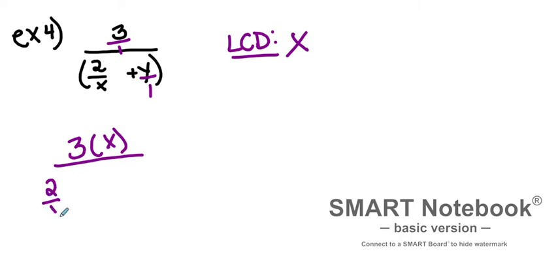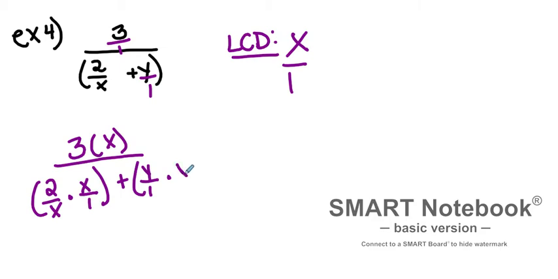So 2 over x times x over 1. Remember, you can always put it over 1. Plus y over 1 times x over 1. Okay? So all I did is I multiplied every single term by x. So 3 times x, that's where I got that from. Then 2 over x times x, so 2 over x times x over 1. And then y over 1 technically times x over 1.